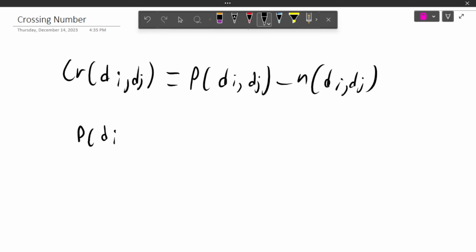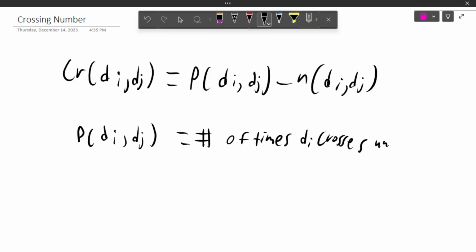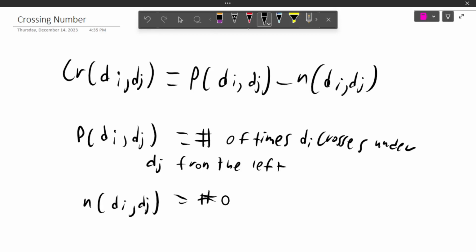P of di dj is equal to the number of times the string di crosses under the string dj from the left, and n of di dj is equal to the number of times the string dj crosses under di, or di crosses under dj, from the right.